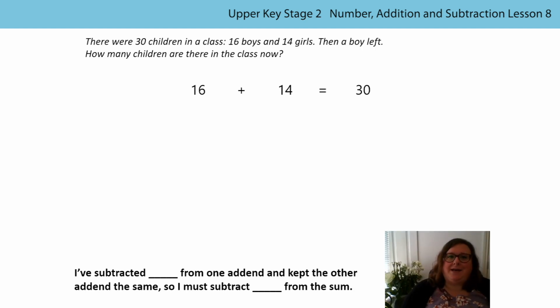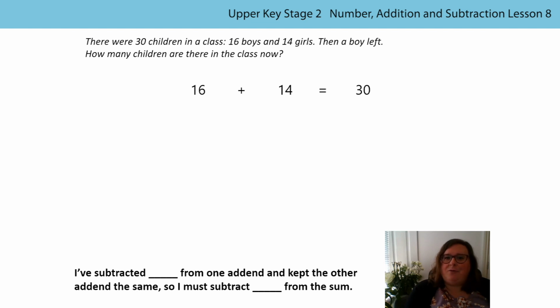Alright, let's look at another example. So this time there are 30 children in a class. There are 16 boys and 14 girls. Then a boy leaves. So how many children are there in the class now? Okay, well the maths for this one is quite straightforward, but I really want to unpick the equation and what's happening. So, what does the 16 in the equation represent? Yes, that's right, the number of boys. And where can I see the number of girls? Yep, that's right, this 14 represents the number of girls. So what does the 30 represent? Oh, the total number of children.